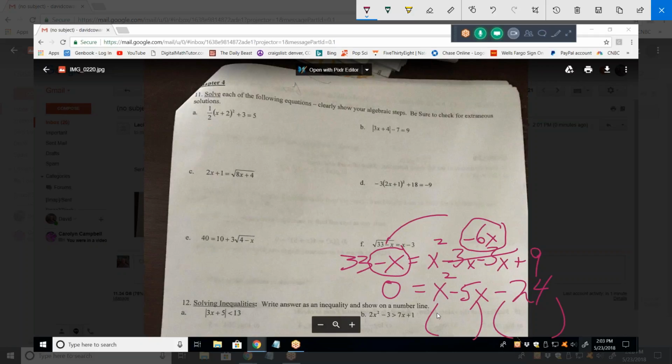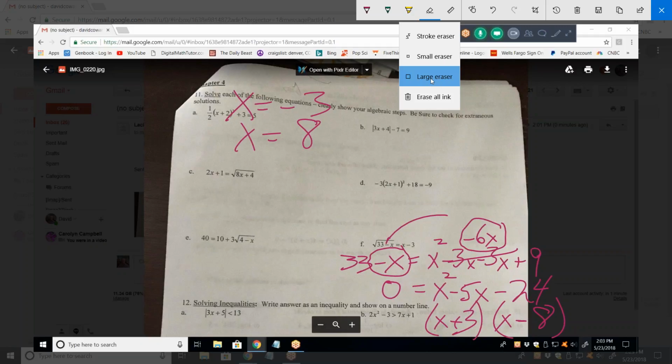So x, and then plus and a minus, and then it would be minus 8 and positive 3. Good. So the two solutions are x equal minus 3 and x equal 8.